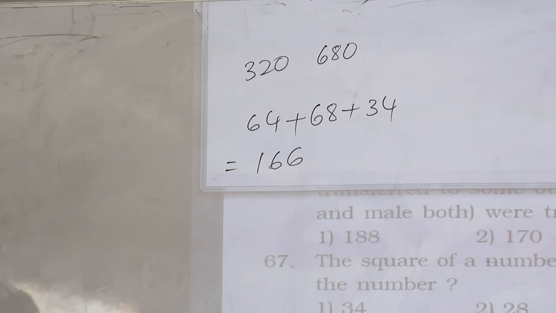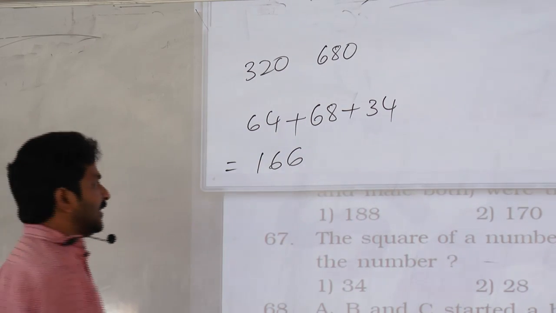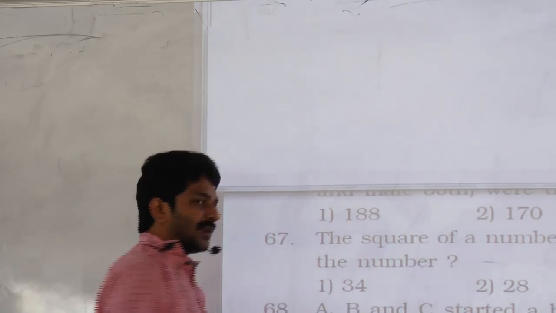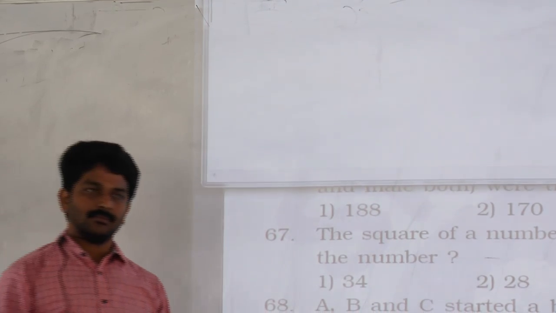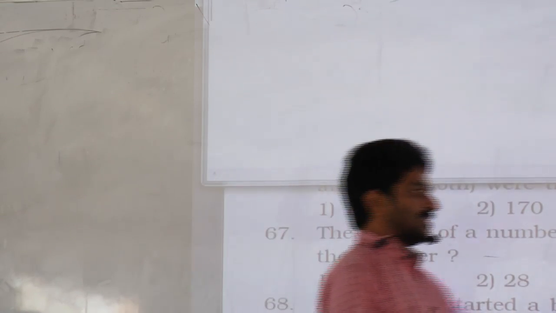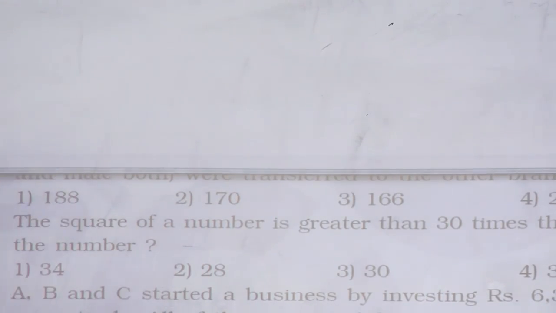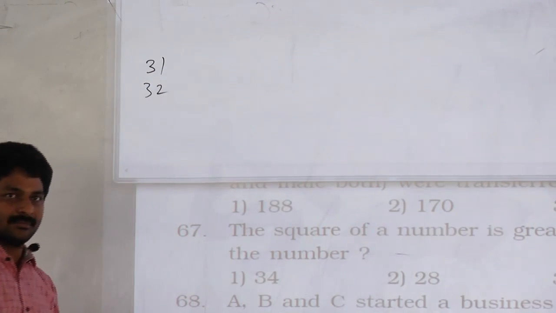Okay, next 67. Square of a number is greater than how many times? How many times? So the answer is more than 30. This is more than 30 times, right? Answer should be more than 30. Yes or no? We can go for verification. 31 or 32 or something.